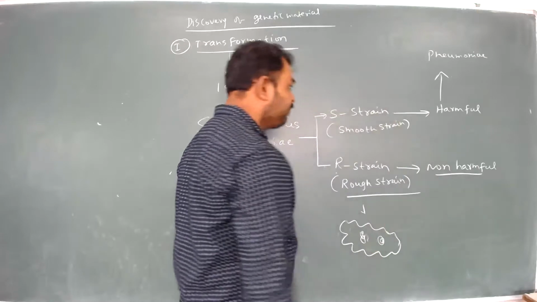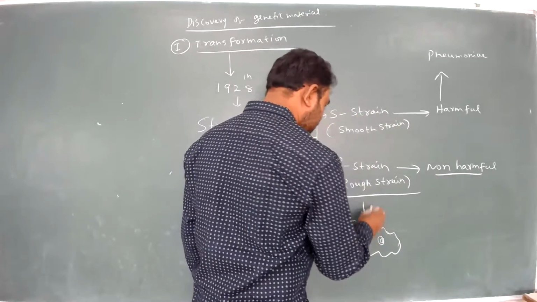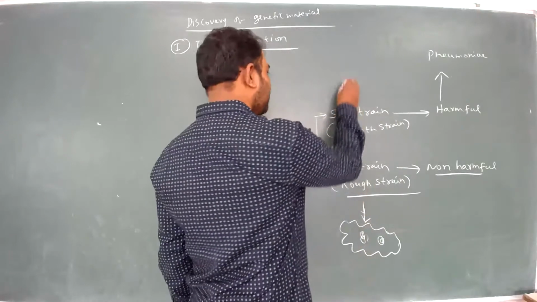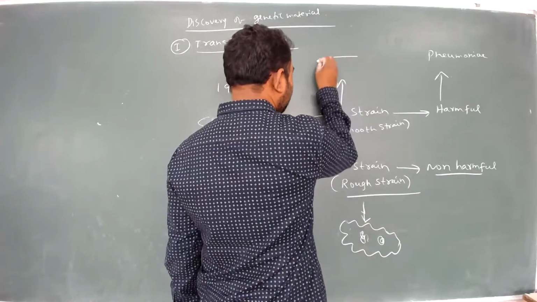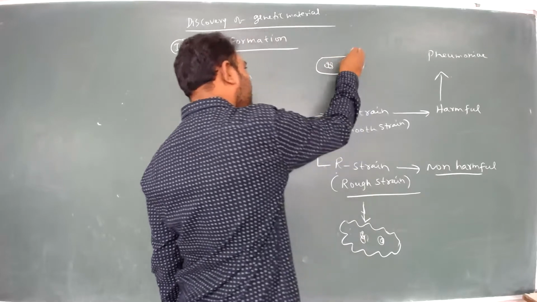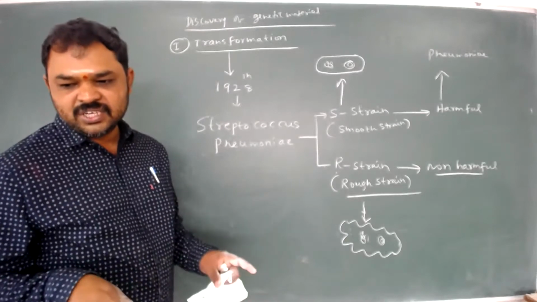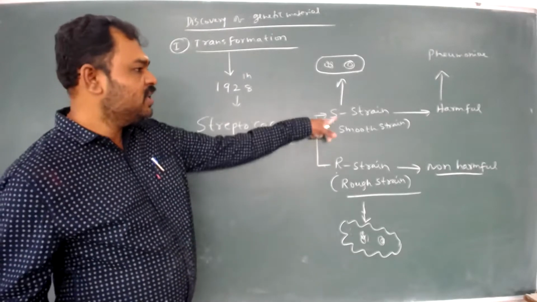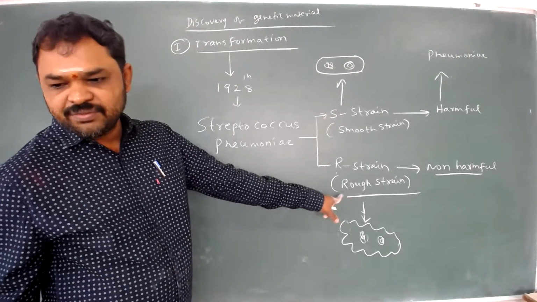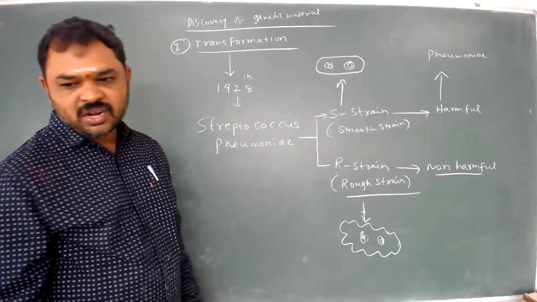It will be rough. But what is a smooth strain? A polysaccharide coat is present on the surface of the bacteria, so the surface is smooth. That will be called the smooth strain. Where the surface is rough, it is called the R strain or rough strain.